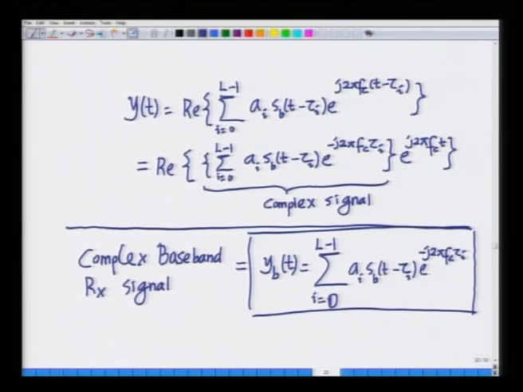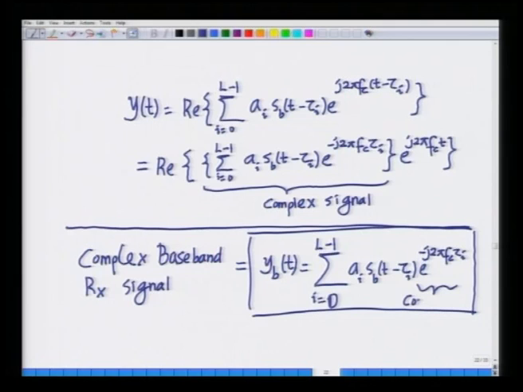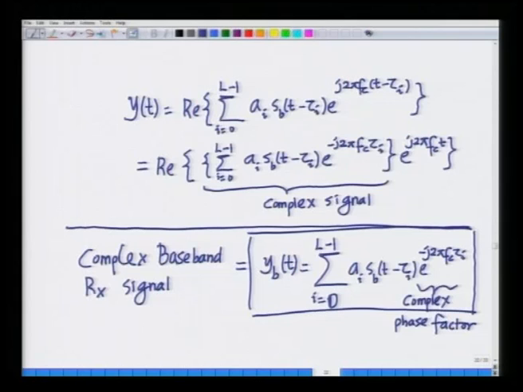Now, first observe that the summation still has L components that correspond to the L received multipath signal components. There is the attenuation factor A i, the delay factor tau i corresponding to the baseband signal, and also there is a complex phase factor e power minus j 2 pi f c tau i. Observe that this complex phase factor is arising out of the delay tau i, that is what we said. The different signals that are received at the mobile station by virtue of having traveled different distances add up with different phases at the receiver. This factor e power minus j 2 pi f c tau i is essentially testimony to the fact that the delay is resulting in a phase on the ith path of the signal received at the mobile station.